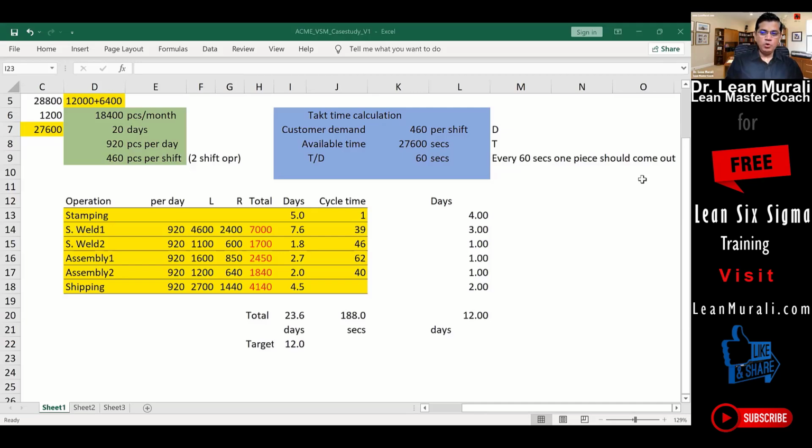So you need not go for single piece flow always. Though I'm called the Lean Murali, I don't propose single piece flow. Please understand that. You have to use the combination of Lean Six Sigma, TOC and Kaizen.